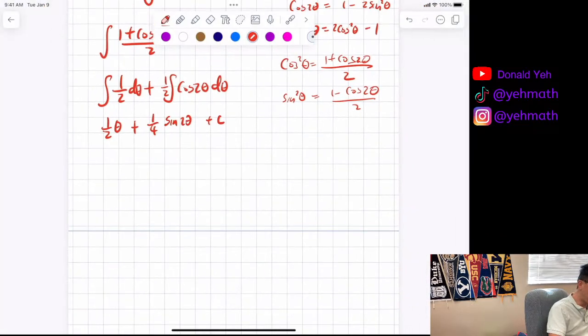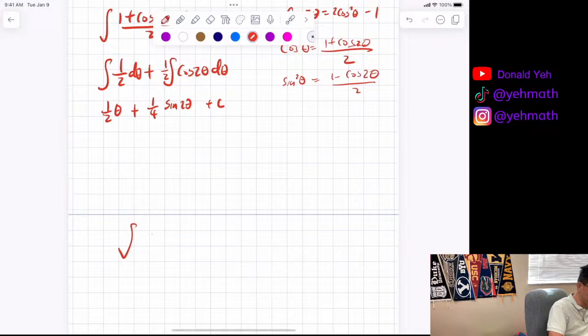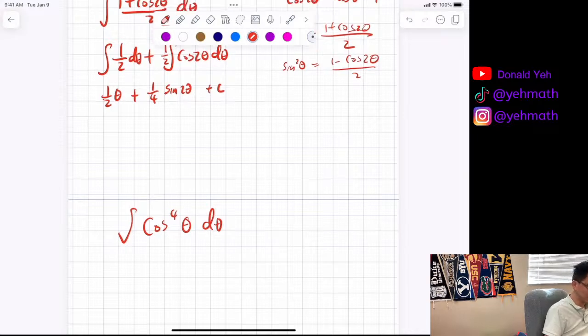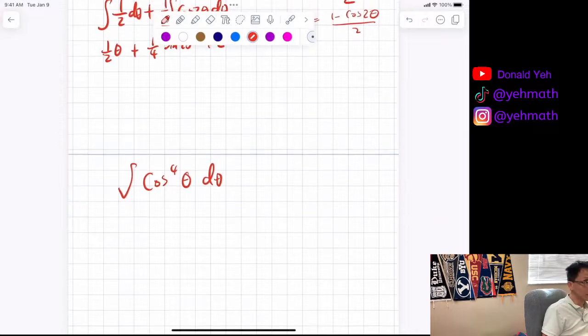All right. But remember, I won't ask you cosine squared theta. I'll ask you cosine to the 4 theta. Why is that? Because you've got to do it twice. So, integration of cosine squared theta.